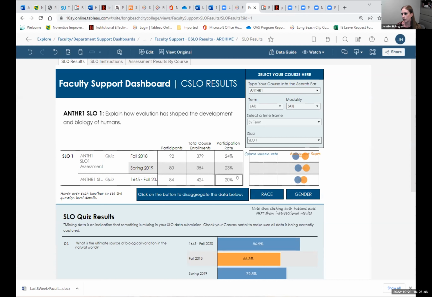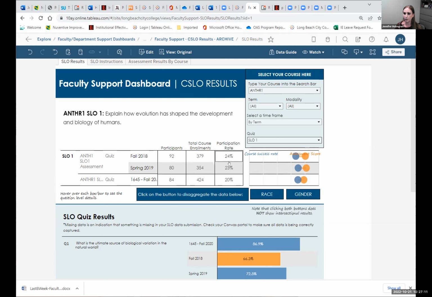of at the top of the dashboard and we look at participation rates. So we can see here that the total course enrollments, this is all course sections across the board for each of these semesters, hover around like 350 to 400 enrollments per semester. And then we see how many students participated. So for Anthro 1, for the SLO 1, the participation rate was quite low.